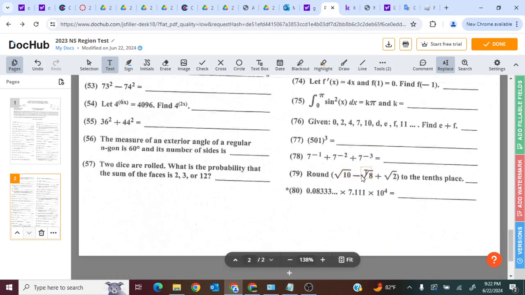Round square root of 10 minus square root of 8 plus square root of 2 to the tens place. Let me just do that in my calculator right now just so I make sure I don't mess up my explanation, because this is another one of the hardest problems. Okay, oh geez, they do it 1.748. Why this sucks. And this is a square root of 10, which is not a number you are supposed to have memorized.